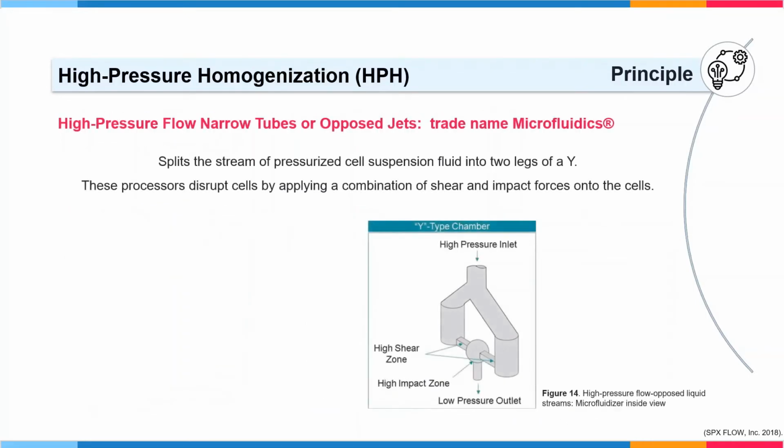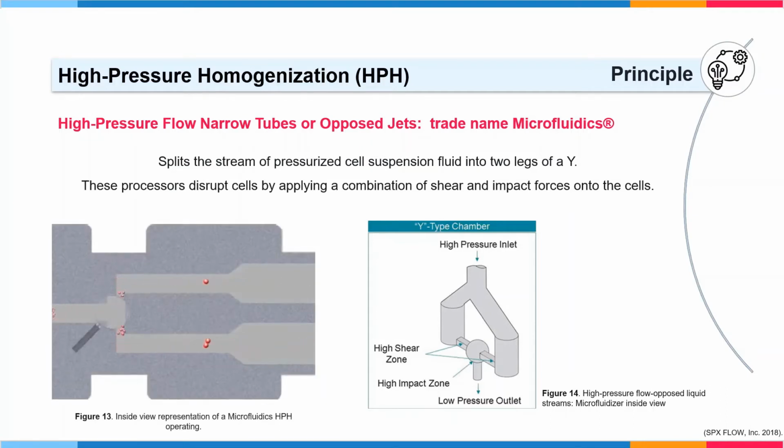In the second type of impact, the stream is split into two legs of a Y, and these lines are then directed at one another in an interaction chamber where they collide, further disrupting the cells. The media that contains the cells is forced through the narrow channels of the proprietary interaction chamber of the processor. Inside these channels, with typical dimensions of 75 to 300 micrometers, the fluid achieves velocities up to 400 meters per second. High pressures, up to 275 megapascals, are required to generate the high velocities inside the interaction chamber.